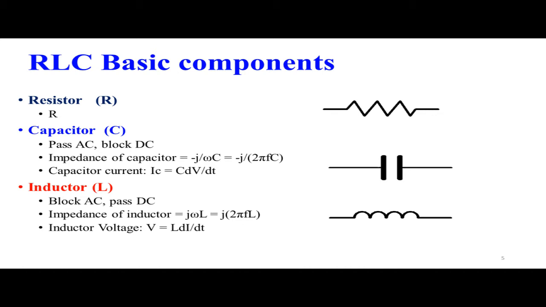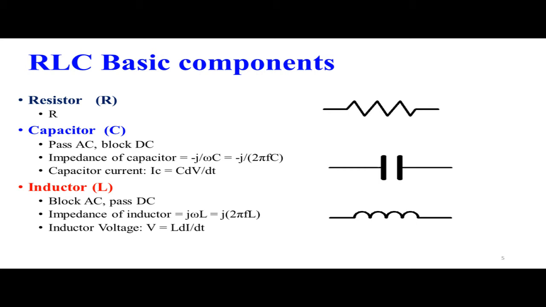The impedance of capacitor is Xc, which can be calculated by the formula 1 upon 2 pi Fc. In general, capacitor will pass the AC and it will block the DC. The impedance of inductor is given as XL, which is equal to 2 pi FL. Inductor will block AC and it will pass DC. Using these properties of capacitor and inductor, we can design different filters.